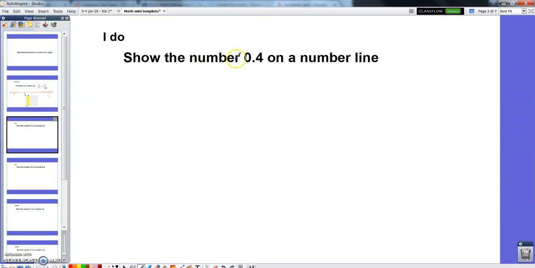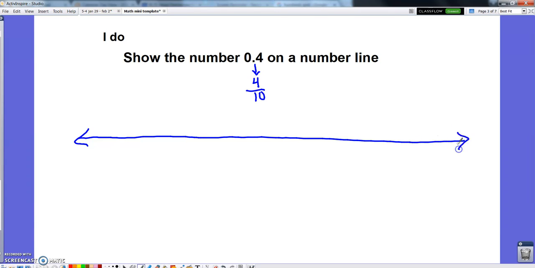So I'm going to show how to put the number 0.4 on a number line. So to me, the easiest way to put these on a number line is to remember that they're a fraction. That is the fraction 4/10. That's all I have to do. That is super easy to put on a number line. We've been doing it for months. The decimal might be a little harder. So I'm going to do that, but I'm going to think about the fraction instead.